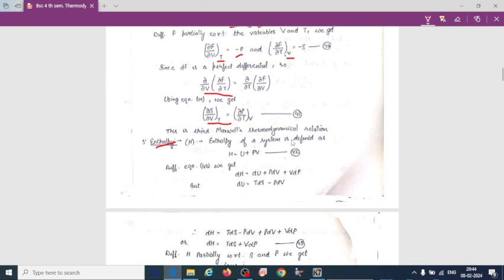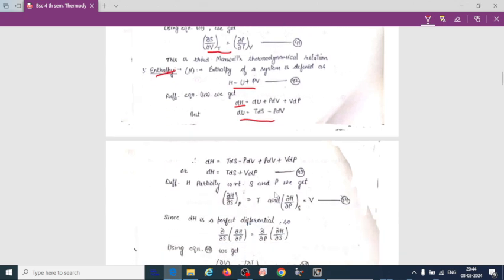So the next, the third one, is related to enthalpy. The enthalpy of the system is given by the sum of internal energy plus the product of pressure and volume. So for enthalpy we take the differential form: internal energy plus P dV plus V dP. The internal energy equation we know, so we can substitute that. Here these two terms get cancelled. What remains is T dS plus V dP.